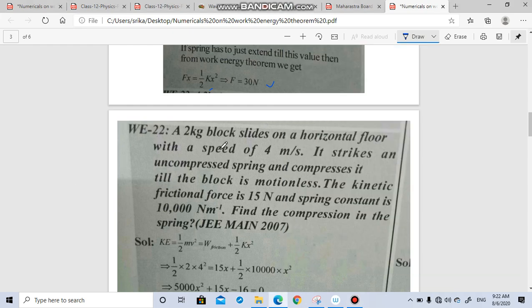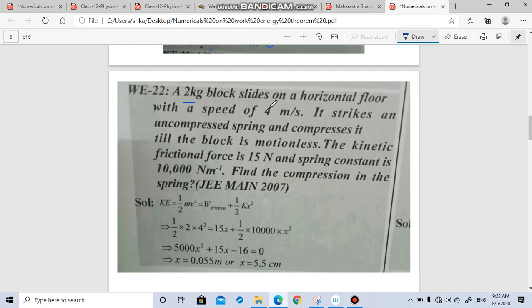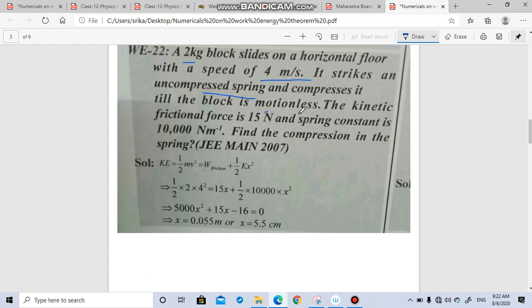Let us move on with our discussion. A 2 kg block slides on a horizontal floor with a speed of 4 meters per second. It strikes an uncompressed spring and compresses it till the block is motionless. Motionless means without movement. The kinetic frictional force is 15 Newton and spring constant is 10,000 Newton per meter. Spring constant is also given. Find the compression in the spring.